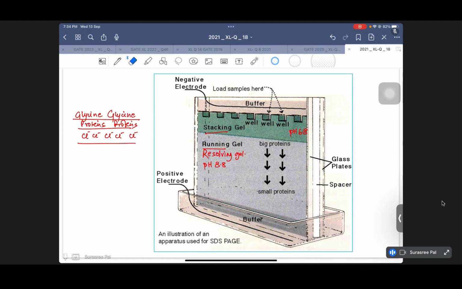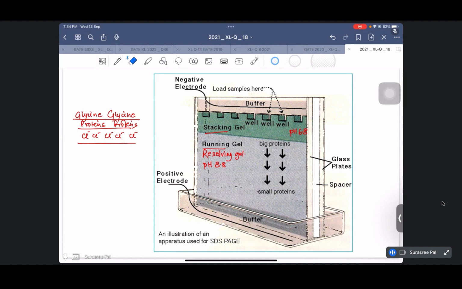It's almost like a race where all the runners are standing in the same line. If it's a linear format of the race, they all stand in the same line. It's like that, the proteins all have to stand in the same line. So that's the role of the stacking gel.